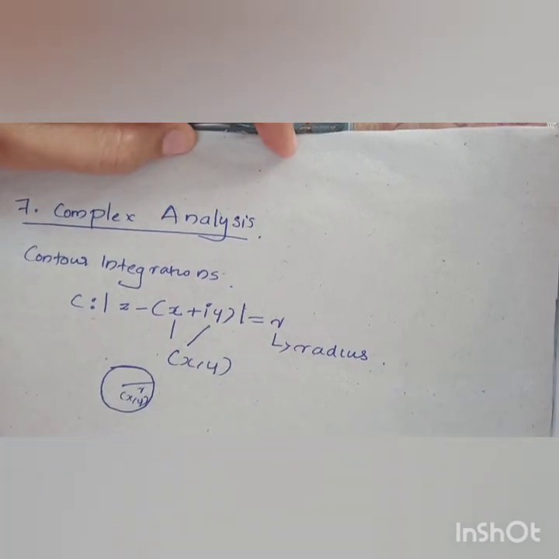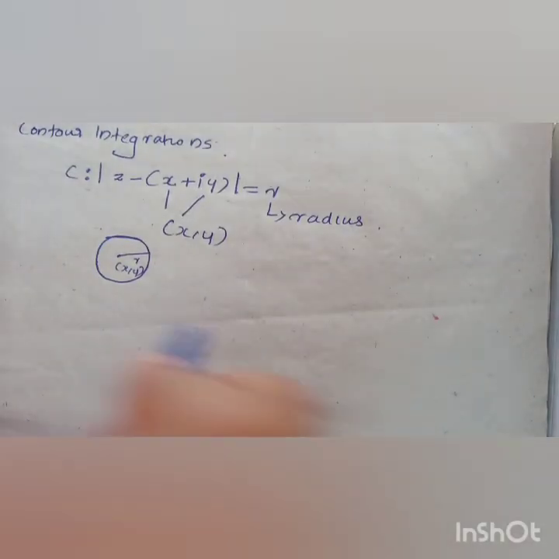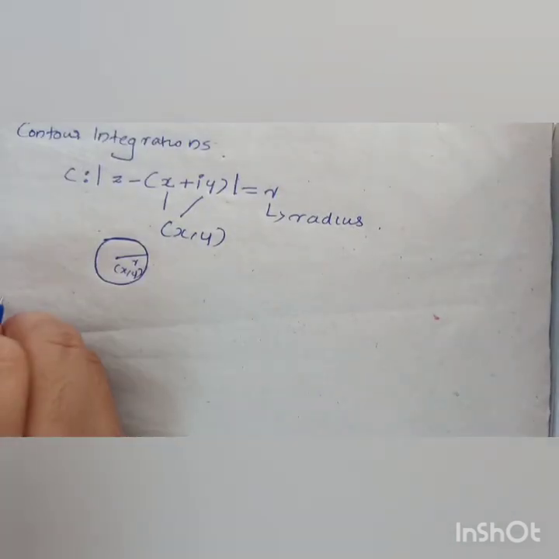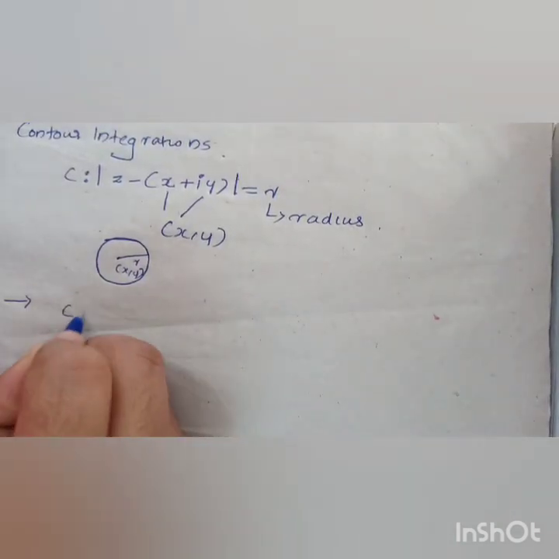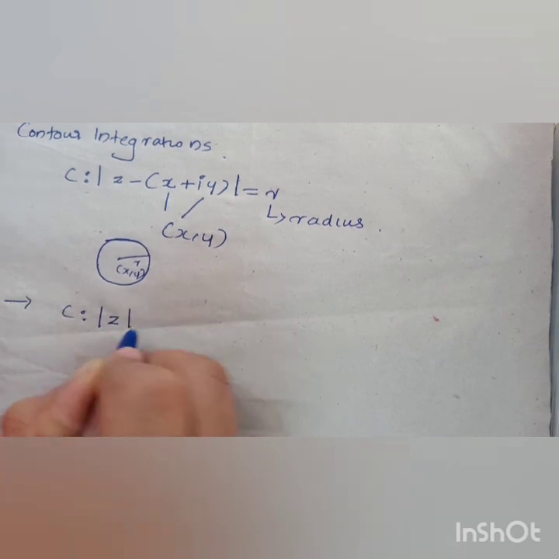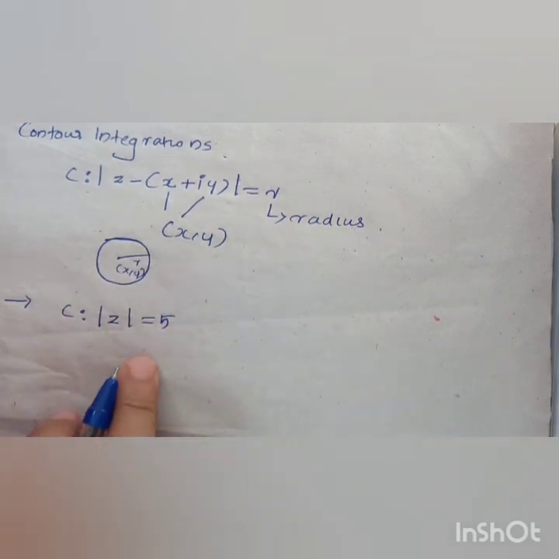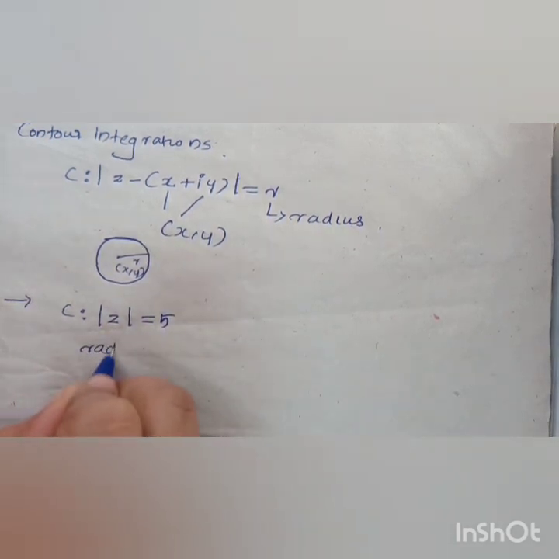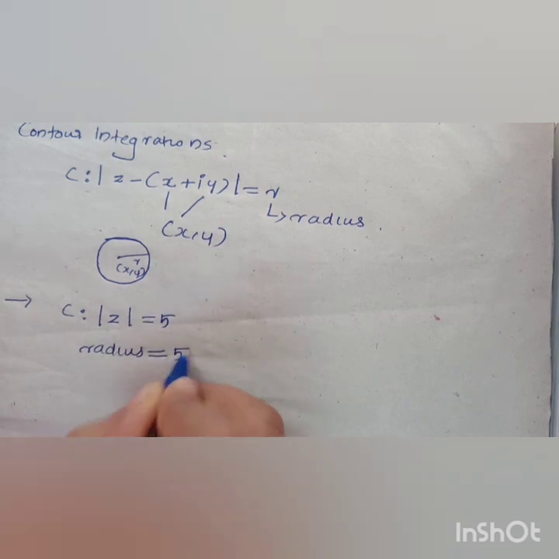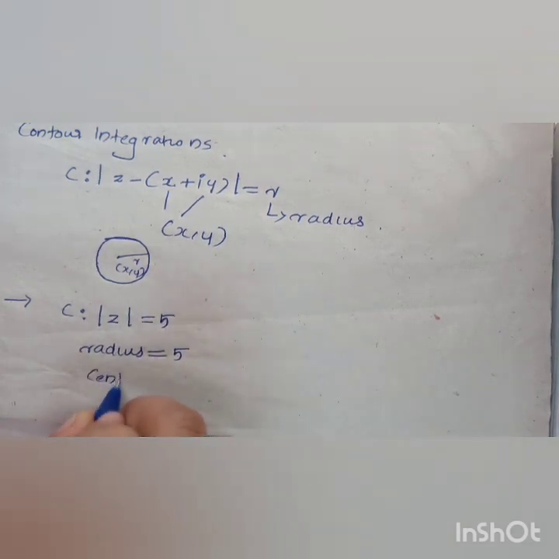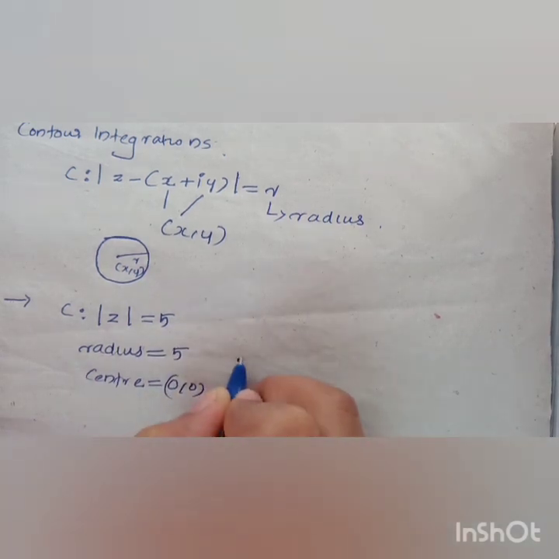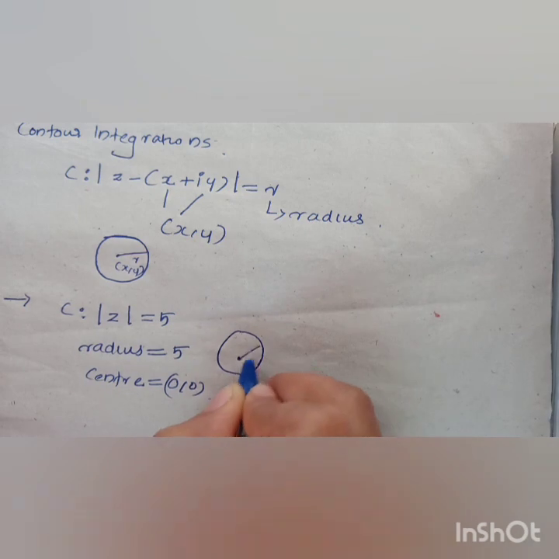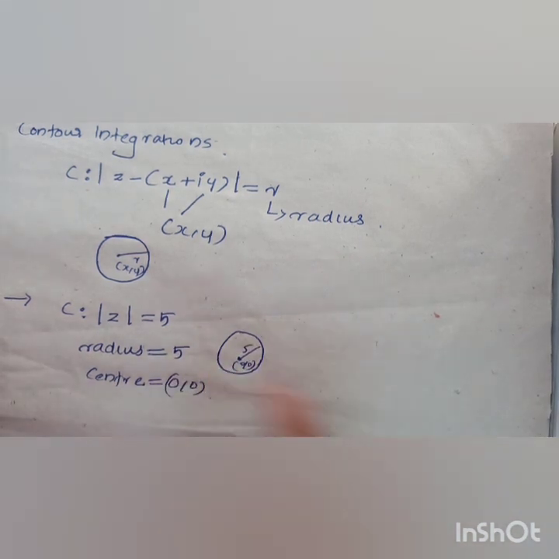Here are some examples. If you are given C such that |z| = 5, the radius is 5 and the center (x, y) is (0, 0). So the center is (0, 0) with radius 5. Okay, so this is the concept.